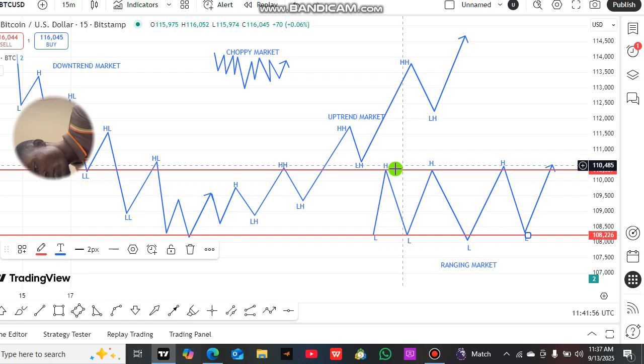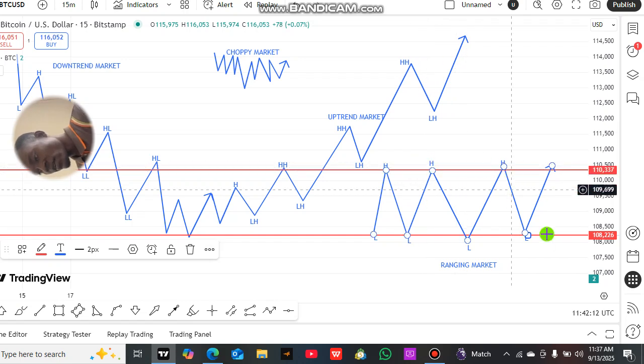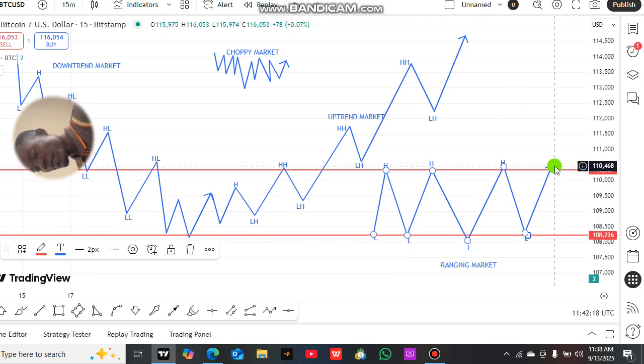So when you identify a market moving in between a well-defined resistance and support, then we say this market is a ranging market. So the market is moving between a specific resistance level and a specific support level. So we say the market is a ranging market. Trading a ranging market is also very easy.